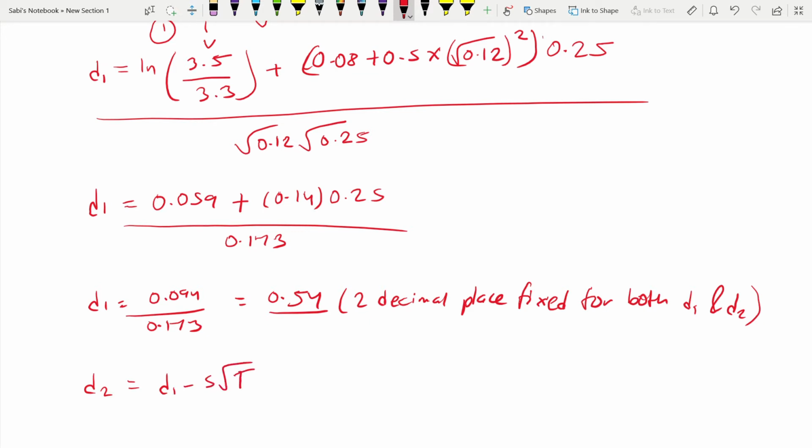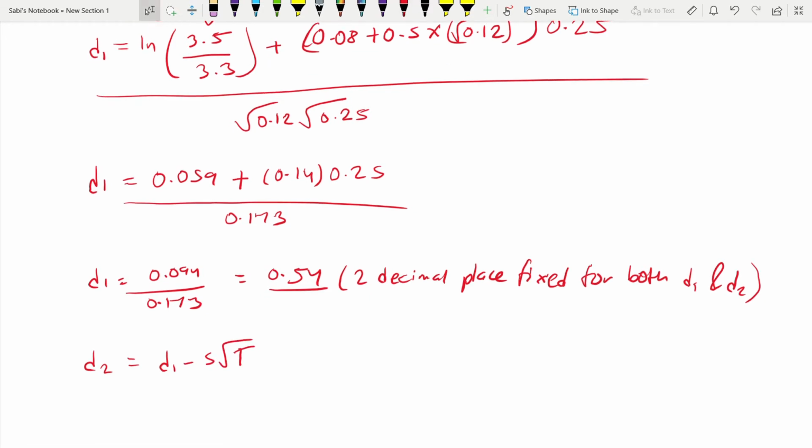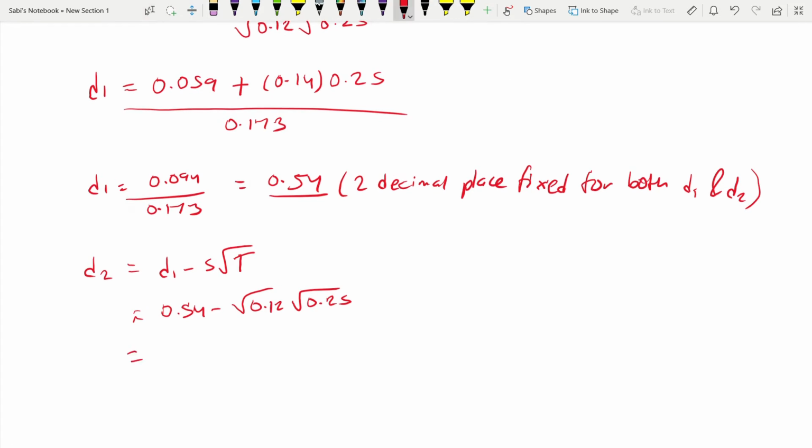So D1 we know it is 0.54, okay, 0.54 minus S, which is 0.12. I'm keeping it in the square root only. So hence, if you break it down further, it will be 0.54 minus the answer from square root of 0.12 into square root of 0.25, which is 0.17. And hence, 0.54 minus 0.17 equals 0.37.